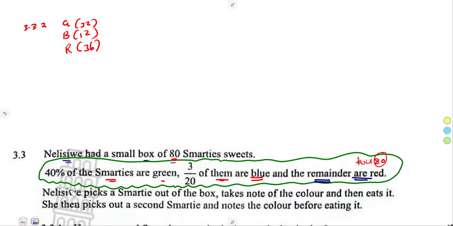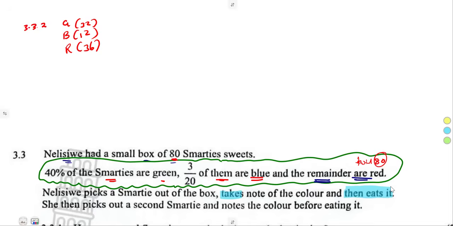So what is happening here? Nelisio picks a Smartie out of the box. Right? She took one out of the box. Then what happened? She takes note of the color. So after taking the sweet, she looks at the color and takes note of it. Okay, it is red, it is blue, it is green. Not only that, and then she eats it.